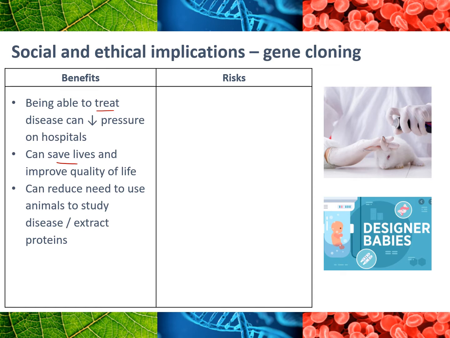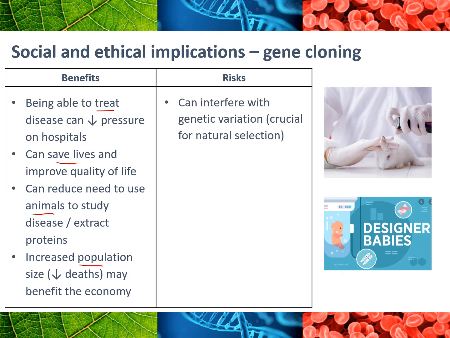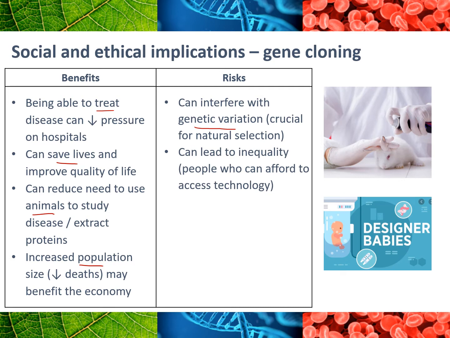By using things like bacteria for gene cloning, it can reduce the need to study on animals, which is what used to be very, very prevalent, using animals like rats and monkeys and things like that to study things. And, by saving lives, we can increase population sizes, which can be a benefit to the economy. But you'll see that's also a risk in a second as well. Some of the risks is obviously anything that's interfering with genetic variation can be risky. We've talked about how important diversity and genetic variation is for survival. So if we interfere with those things, it could impact on natural selection.